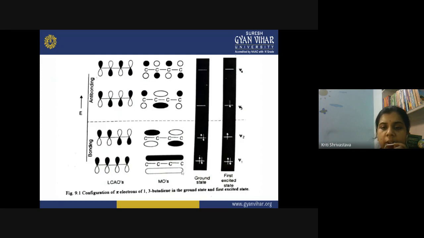And in the ground state, what is my HOMO? Now can you guess which is my HOMO in the ground state? Psi 1, psi 2, psi 3, psi 4. Which one is the HOMO? Which one is the highest occupied molecular orbital in the ground state?